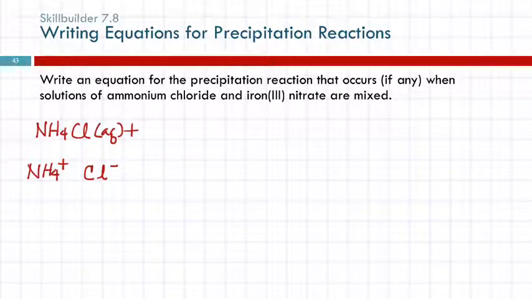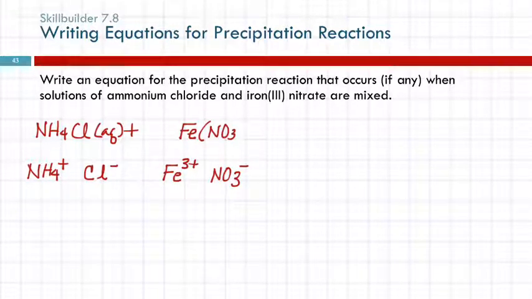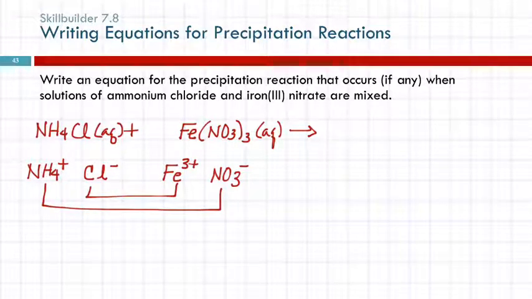Iron 3 nitrate. Iron 3 is Fe 3 plus. Nitrate is NO3 minus. Why? Because it is. So I'm going to get Fe(NO3)3. I need 3 of these -1 charged ions to make up for the +3 on the iron. That's also aqueous. And now I'm going to swap partners. So ammonium with nitrate, iron with chloride.